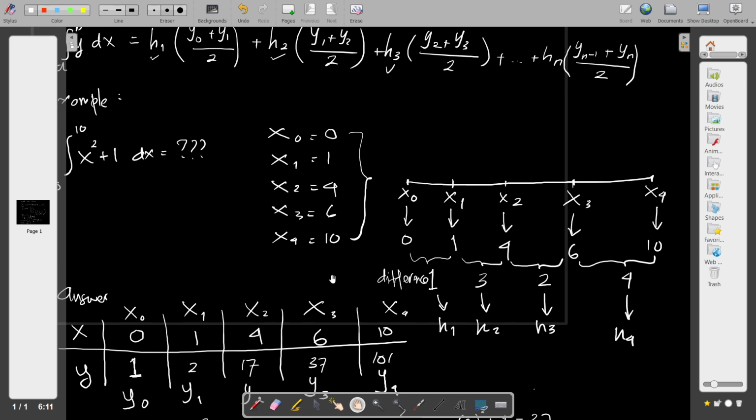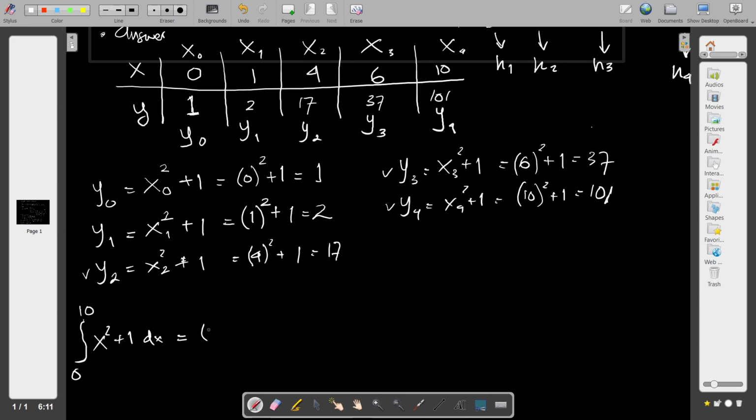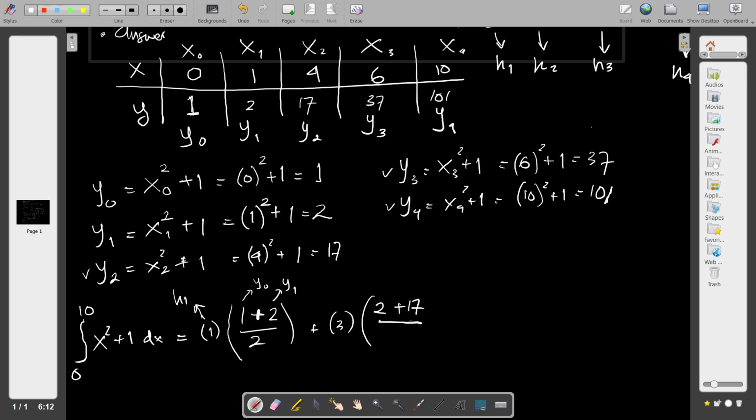So our h1 is 1, and then big bracket y0. Y0 is 1 plus y1, 2, divided by 2. So this is the y0, and this is y1, and this is h1. Plus h2 is 3, times y1, which is 2, plus y2, 17, divided by 2. So this is h2, this is y1, and this is y2.